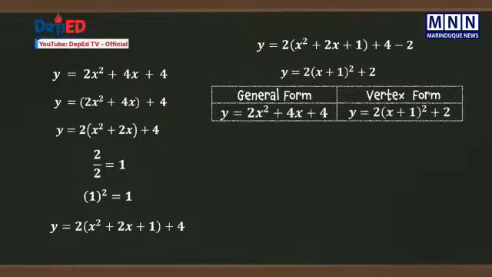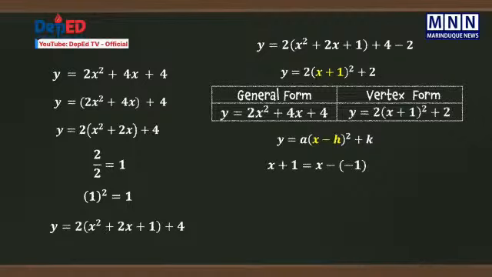So, what is the vertex of the parabola that represents the given quadratic function? Let's identify the values of h and k in the vertex form of the function. Recall that the vertex form of quadratic functions is given by the equation y equals a times the square of the binomial x minus h plus k. Let's compare x plus 1 versus x minus h. This means that h is equal to negative 1.